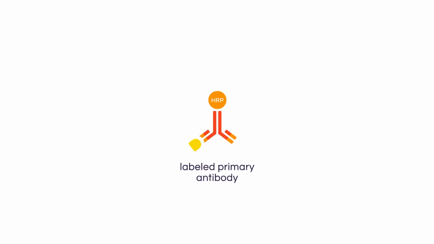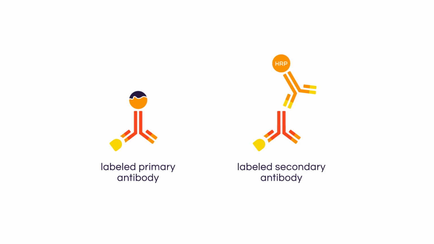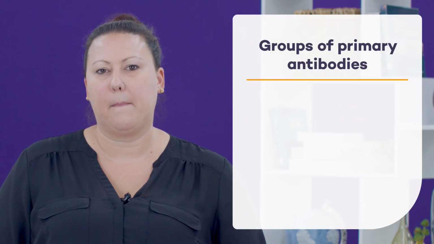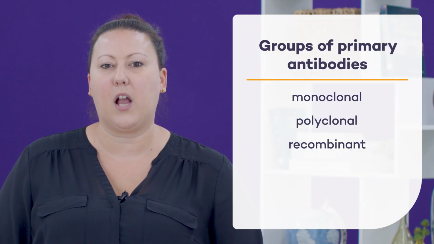If the primary antibody is labeled with an enzyme, then it can be directly detected by the addition of the substrate. Or a labeled secondary will bind to the primary, and the protein of interest will be indirectly detected after the addition of the substrate. As compared to direct detection, indirect detection results in more HRP labels being present and ultimately leads to signal amplification. Indirect detection for Western blotting is the most frequently used method of detection. We will talk about 3 groups of primary antibodies today: monoclonal, polyclonal, and recombinant.